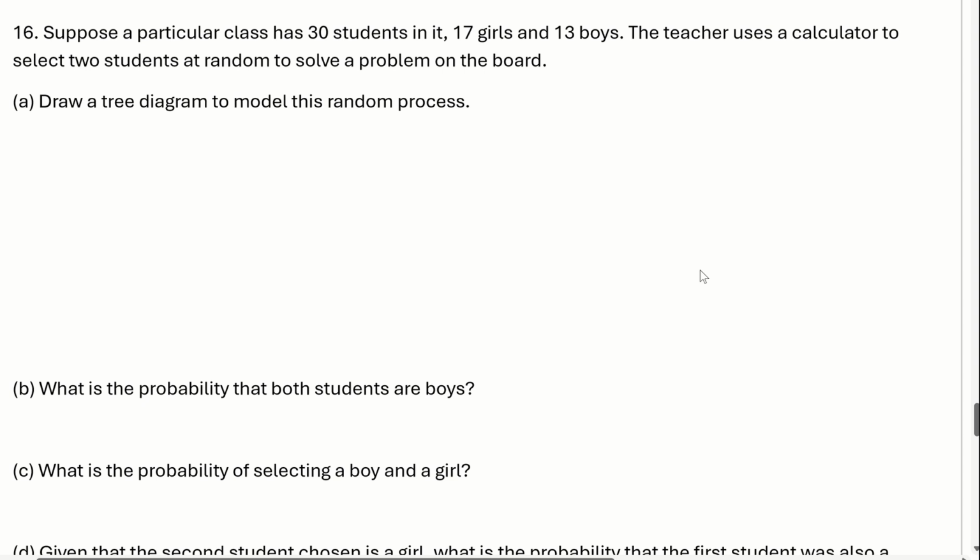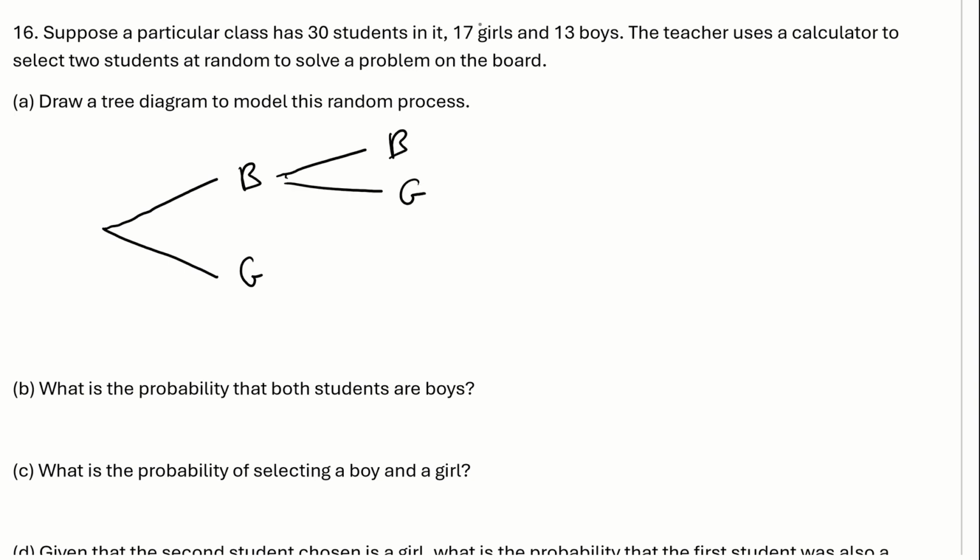Let's look at number 16, another tree diagram problem. Suppose a particular class has 30 students in it, 17 girls and 13 boys. The teacher uses a calculator to select 2 students at random to solve a problem on the board. Okay, so you use a tree diagram. So this is a 2-stage process. You can have a boy or a girl, and then for the second student, you can have a boy or a girl, right?